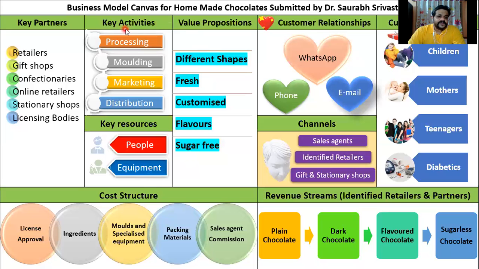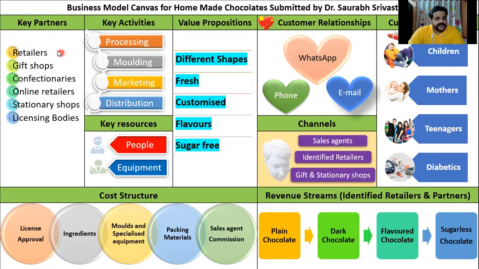The key activities will definitely include the processing of the chocolate and the molding of the chocolate into various shapes and sizes as required. The marketing, which has to be done, may be word of mouth, which I'll be preferring initially. And then distribution is what I'll be focusing upon, because the sales agents will be talking with people and we'll be getting retailers. So let us come to the key partners.